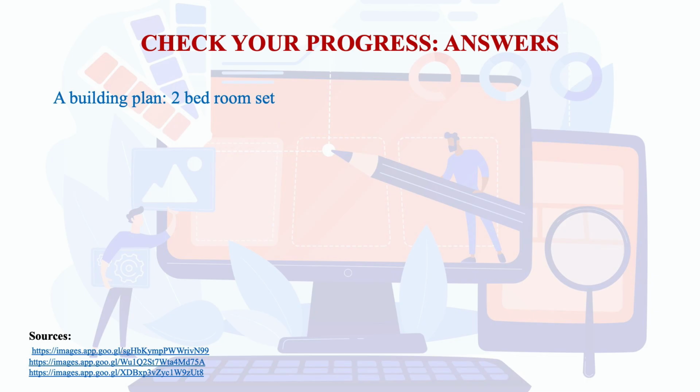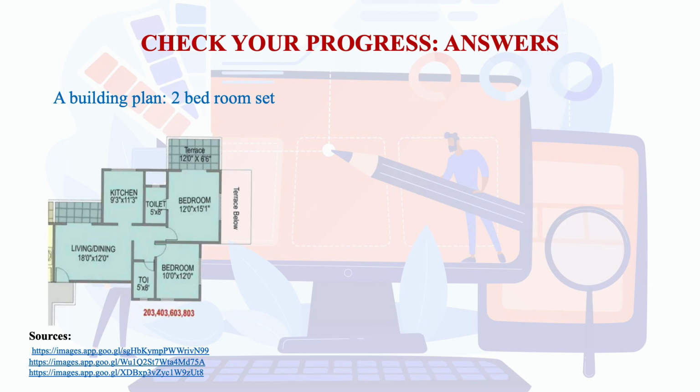I am giving the answers too. To make a building plan, for example a 2-bedroom set, what will you do? The appropriate graphic is a drawing. It's called a blueprint. So you can use drawings for making the kitchen, dining hall, bedroom, etc.